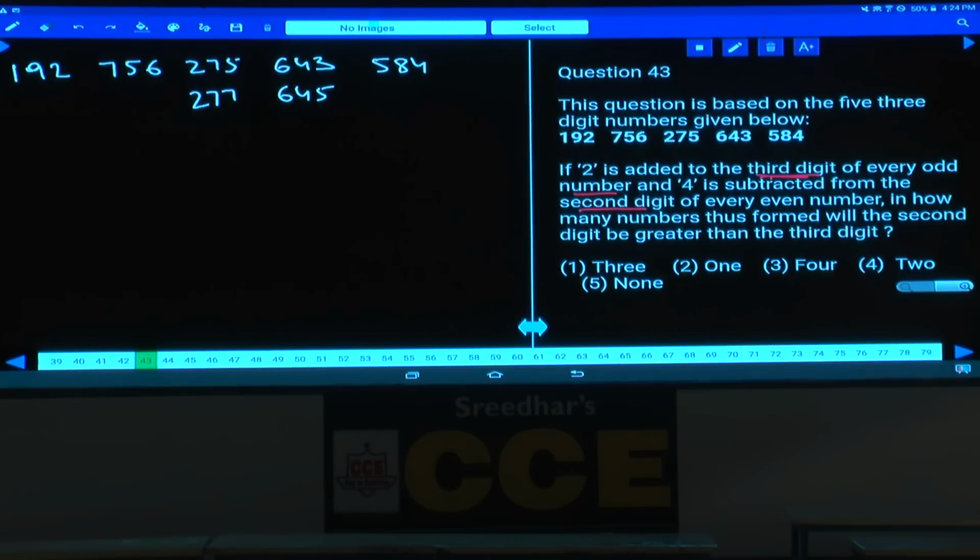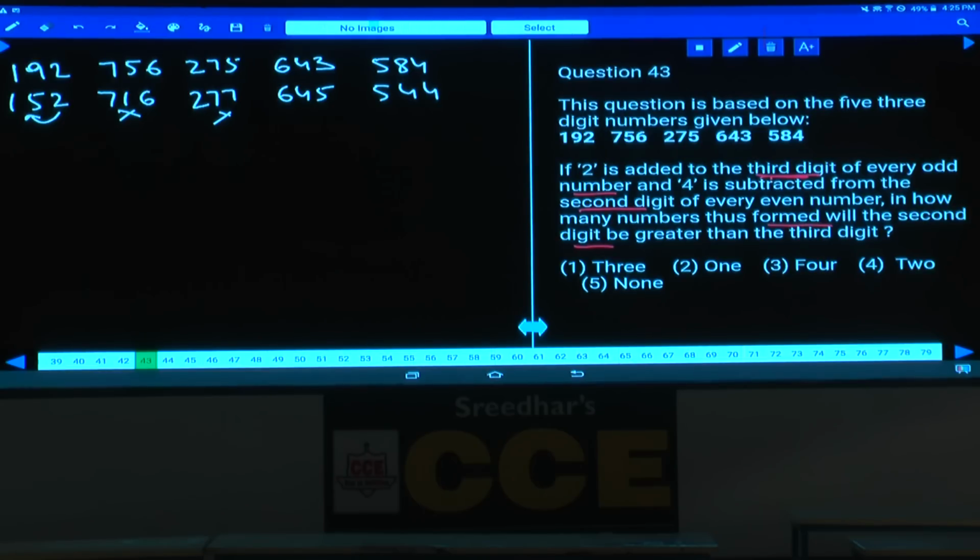Every even number, 4 is subtracted, 192. 9 minus 4 is 5. This will be 152, and this will be 716 because 4 is subtracted from the second digit. Here this must be 544. Of every even number, in how many numbers thus formed will the second digit be greater than the third digit? Here this 5 is greater than 2, and here 1 is not greater than 6. Here 7 and 7 are equal.